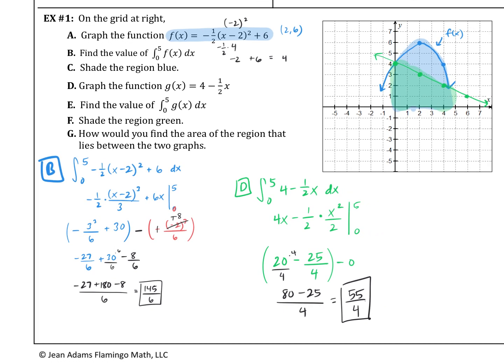Okay, last piece there says, how would you find the area of the region that lies between the two graphs? We talked about this once already because B is this entire blue region. Part D was just this green region. So if I want to find out this region here in red, what would I need to do? Subtract them, right?